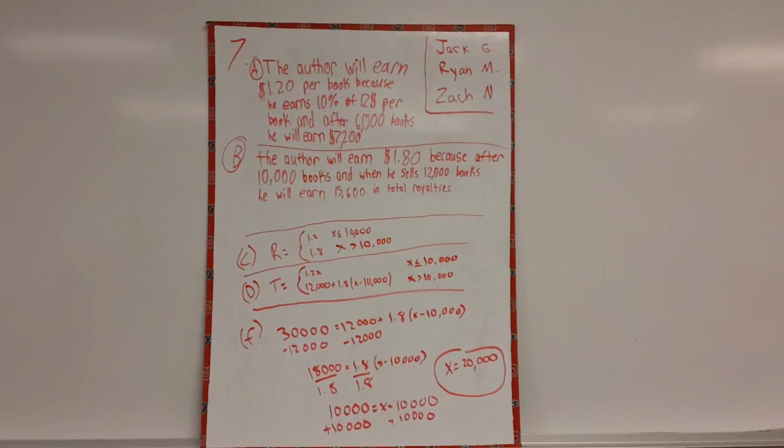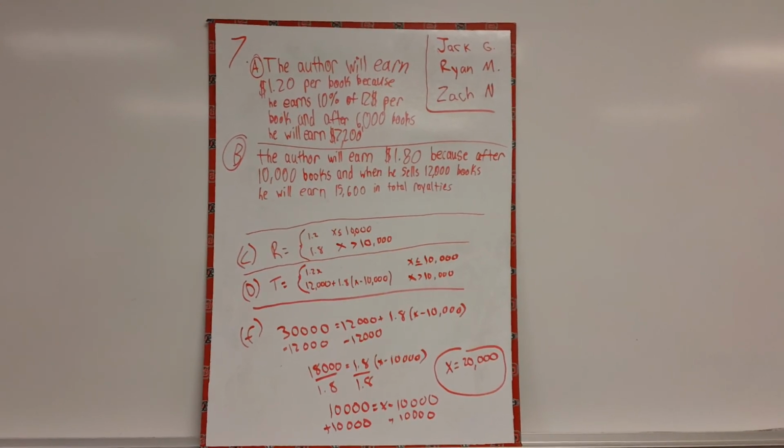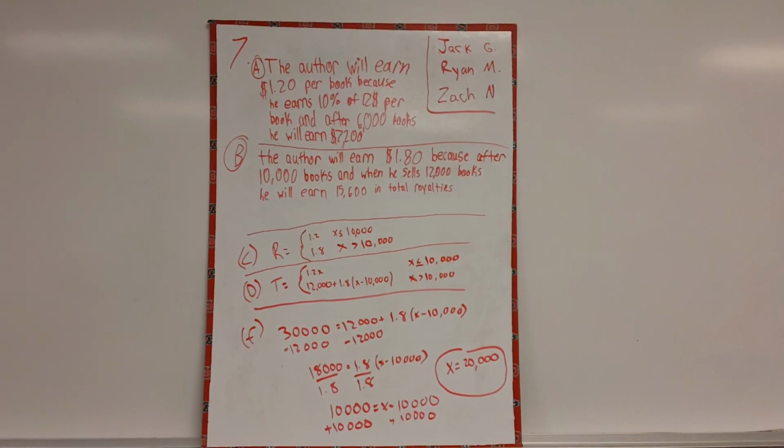And for F, how many copies have been sold in order for the author to have earned $30,000? So you plug that into the piecewise function before and see which equation would work for 30,000, and it'd be the second equation. You'd subtract 12,000 from each side, and you get 18,000 equals 1.8 times (x minus 10,000). Then you divide by 1.8 and get 10,000 equals x minus 10,000, and then you'd add 10,000 to both sides and get 20,000 equals x.